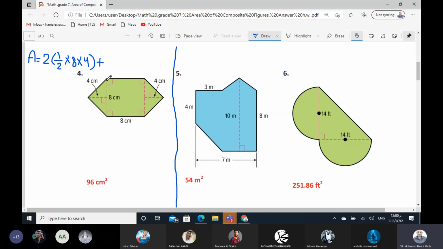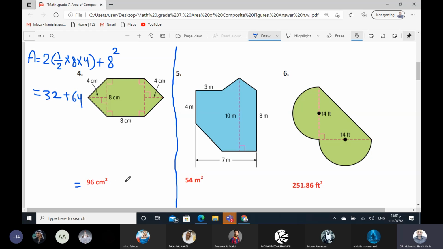Now plus, here we have a square. The area of the square is the side squared, 8 squared. Now 2 times 1 over 2 will be 1, and 8 times 4 will be 32. Plus 8 squared, which means 8 times 8, will be 64. Now 32 plus 64 will be 96.